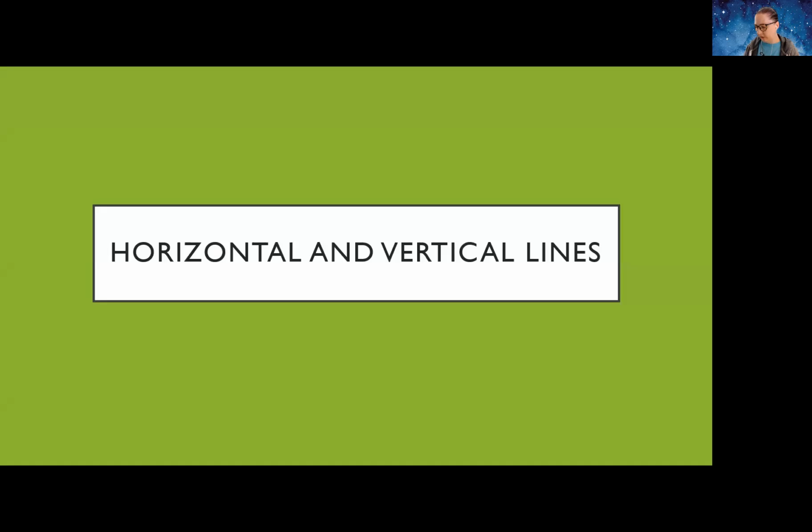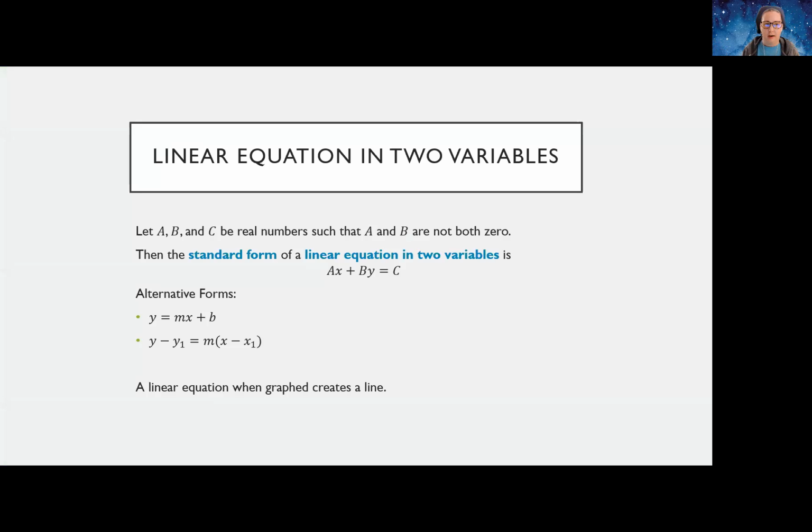Perfect. Okay, so today I'm covering horizontal and vertical lines. In order to understand these, we need some background information. We're focusing this week on linear equations in two variables. So we have x and y, and we have an equation that allows us to graph a line. It's ax plus by equals c. A, B, and C are just numbers.